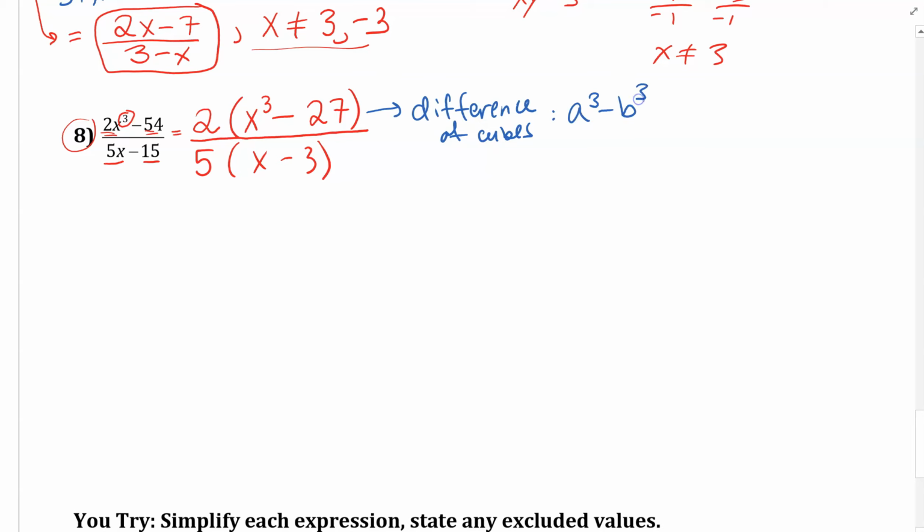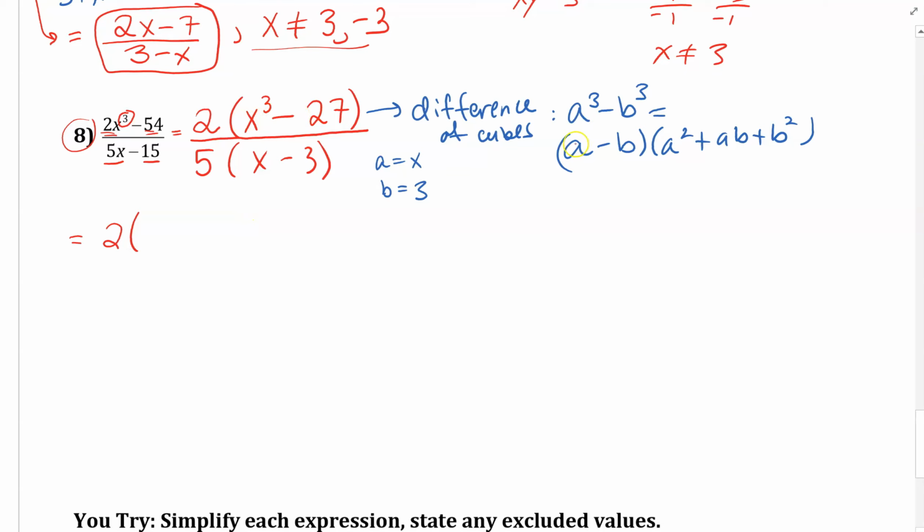This is in the setup a cubed minus b cubed. And the formula for that is it will factor into a minus b times a squared plus ab plus b squared. This is our difference of cubes factoring formula. And in this scenario, a would be x and b would be 3, because x cubed is x cubed and 3 cubed is 27. So I'm going to factor it according to the difference of cubes formula.